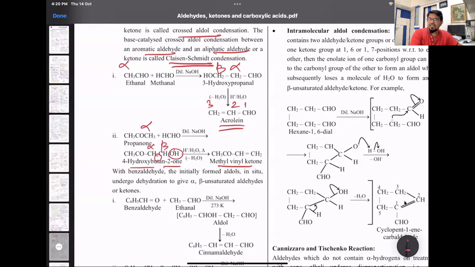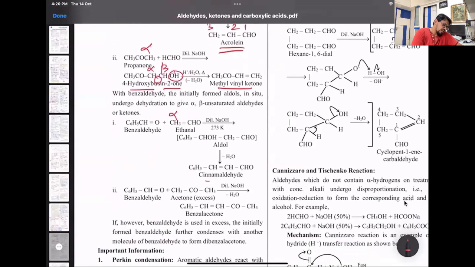Benzaldehyde and ethanal. This is Claisen-Schmidt, one aromatic aldehyde and one aliphatic aldehyde. Benzaldehyde also doesn't have alpha H. Ethanal has. So ethanal will give its alpha H. So we get only one compound, aldol, which finally gives you cinnamaldehyde. All right. That's nothing but 3-phenylprop-2-en-al.